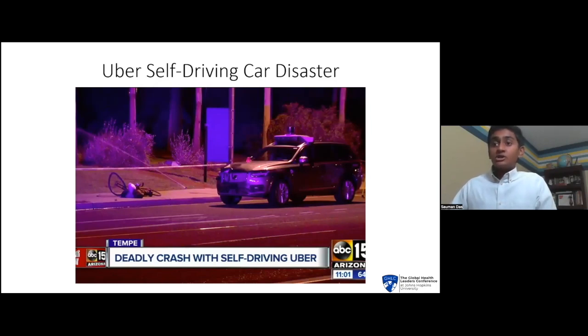This incident likely occurred because the system was not used to the extreme conditions of a pedestrian walking with a bike. This is an example where machine learning failed. If this scenario had been tested in simulations beforehand, a person's life could have been saved.